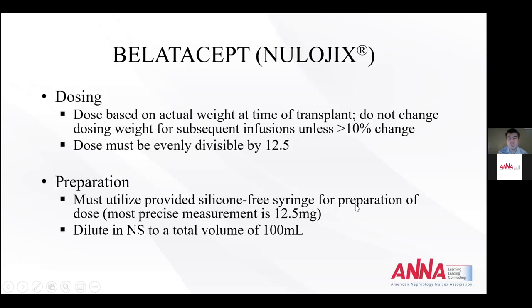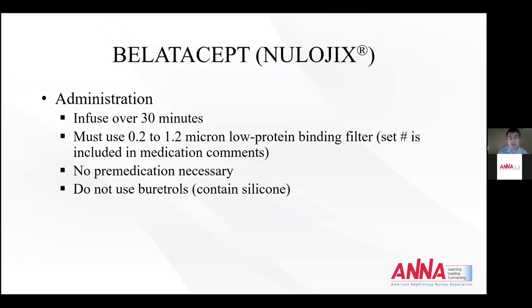a silicone-free syringe, and the pharmacy should provide this to you. They should know this. They should dilute it in normal saline to a total volume of 100 mL, regardless of your dose. You need to give it over 30 minutes, and you need to make sure you're using a 0.2 to 1.2 micron low protein binding filter set for this. You do not use Buretrols because they contain silicone. The medication will bind to the silicone, and you will not be giving your patient medication.